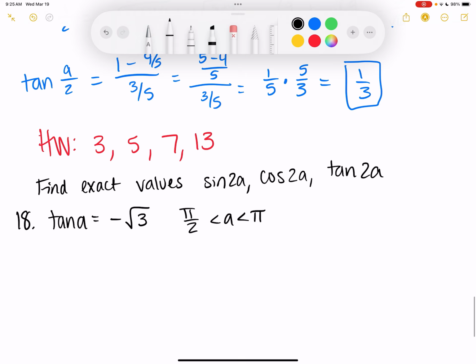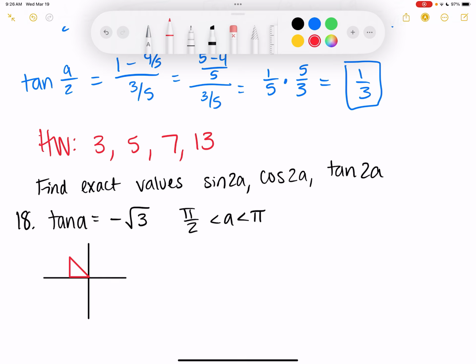So what quadrant is this in? First. Nope. Second. Oh yeah, the second one. Tangent of a is negative root 3. Tell me where stuff goes. You don't need a unit circle for this. It's 120 degrees.